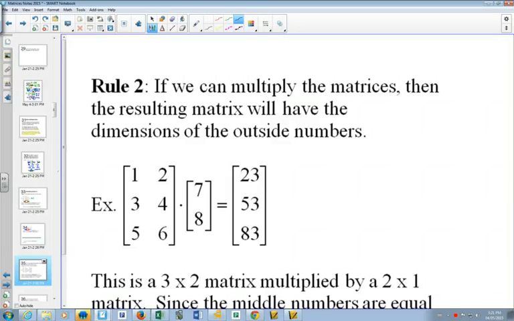If we can multiply them together, we've already seen the resulting matrix, so this one was a 3 by 2, and this one was a 2 by 1. The resulting matrix that we get is, after we notice the middle numbers are the same, whatever is left on the outside is how big our answer is going to be. So we know that when we're multiplying these together, there's going to be 3 spaces that we're going to have to figure out.